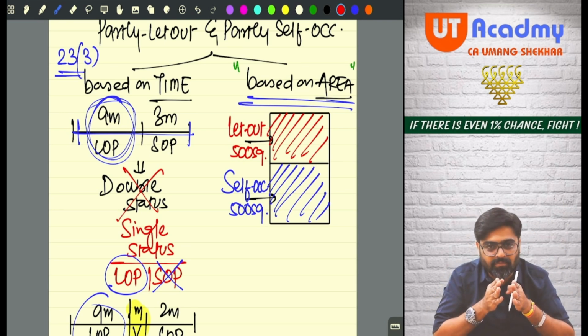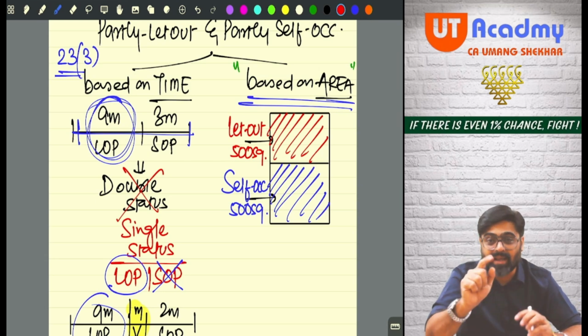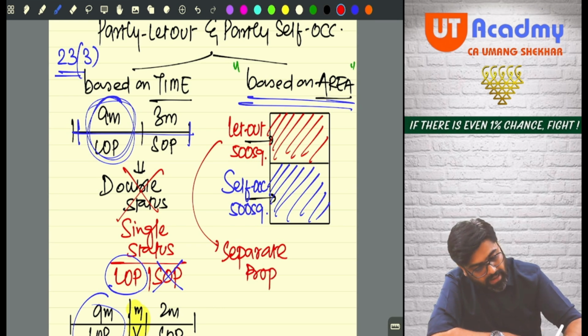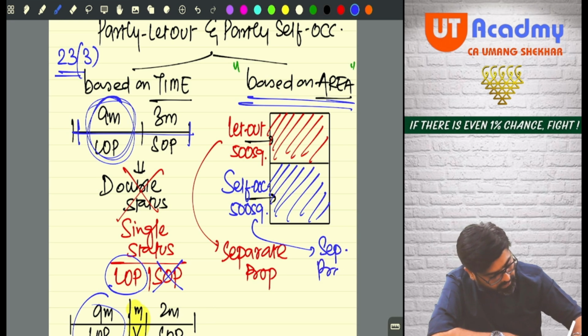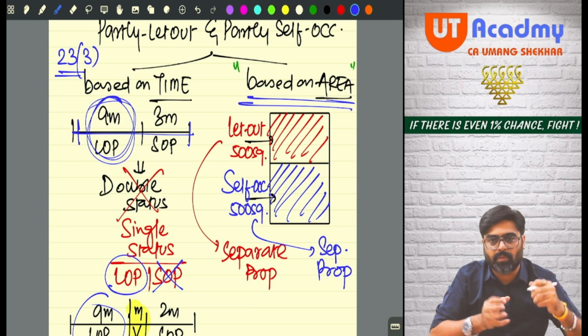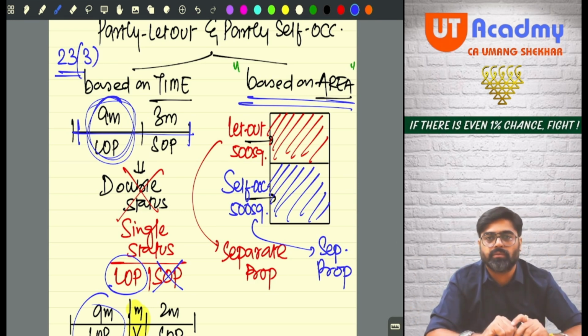So there has to be some midway. What is that midway? Treat the let out portion as a separate property, and treat the self-occupied portion as your separate property. Getting my point? This part will now be treated as a separate property, and this part will also be treated as a separate property, and calculate the income for both separately.